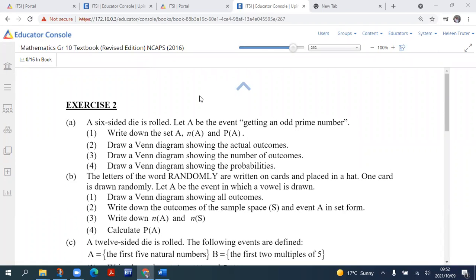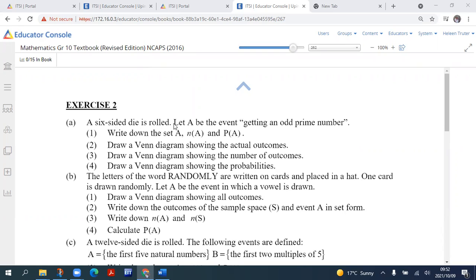Grade 10, Chapter 12, Exercise 2 on page 262. Bladsy 262. Okay, nou gaan ons Venn-diagramme oefen, hè? Dis nou splinternuut. En jy het nou jou voorbeelde gedoen. Kom ons kyk of jy dit nou self reg kry.